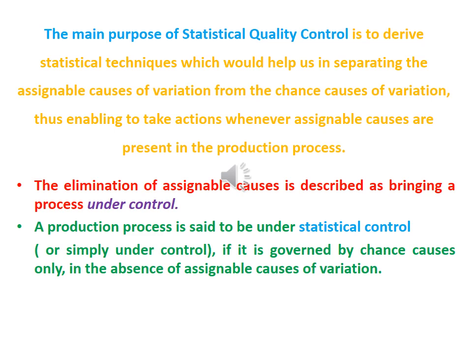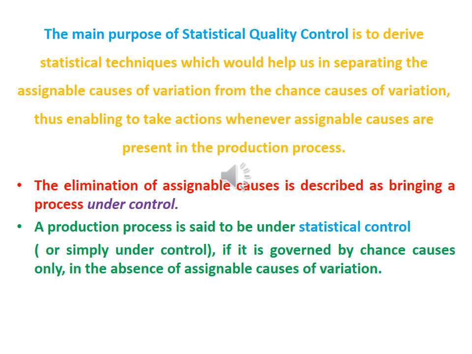The main purpose of statistical quality control is to derive statistical techniques which would help us in separating the assignable cause of variations from the chance cause of variations, thus enabling us to take actions whenever assignable causes are present in the production process. The elimination of assignable causes is described as bringing a process under control. The production process is said to be under statistical control, or simply under control or within control, if it is governed by chance cause only.